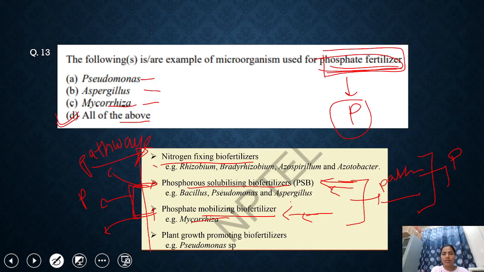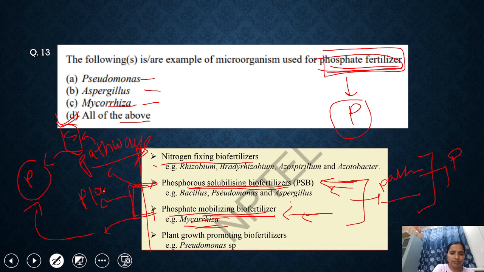This PSB, phosphorus solubilizing biofertilizer, provides the phosphorus to the plant in a different way by making it soluble, not exactly soluble, but in a converted form so that the plant can directly use it. And this third type, phosphate mobilizing biofertilizer, for example mycorrhiza, will also provide the phosphorus to the plant.